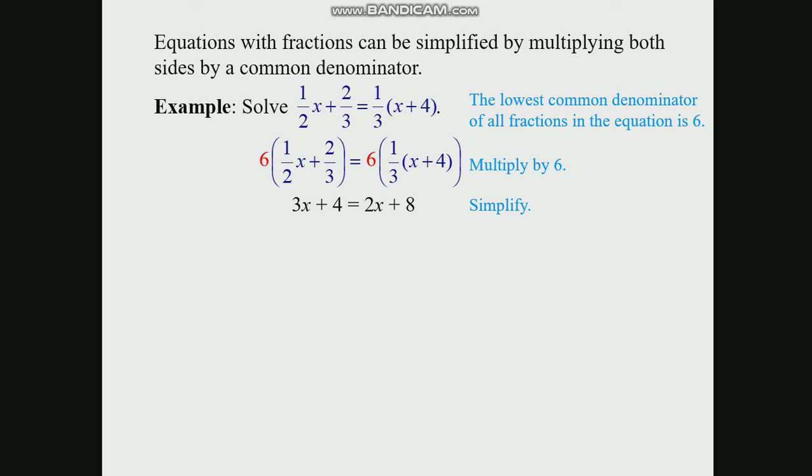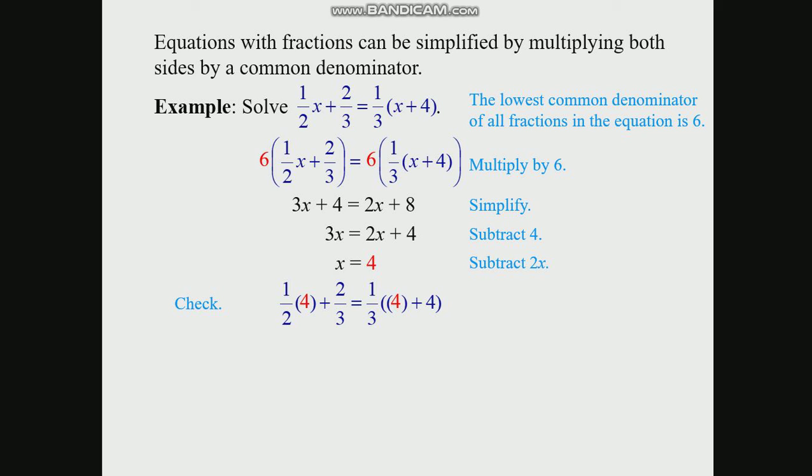Now I want to move to step 2. So I'm going to subtract 4 from both sides. 8 minus 4 is 4. And then I'm going to subtract 2x from both sides, and I get x is equal to 4.